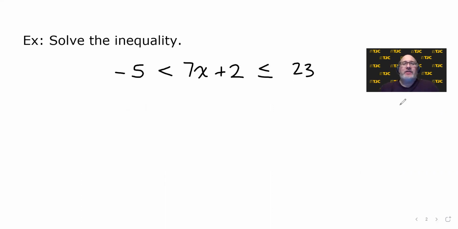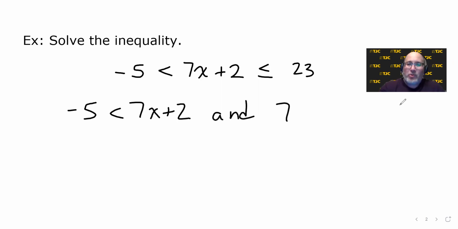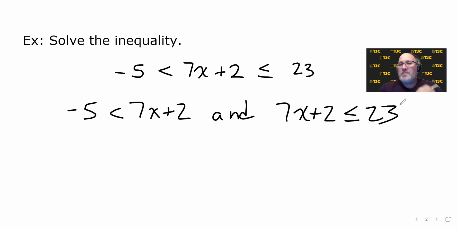Solve the inequality. -5 is less than 7x plus 2, which is less than or equal to 23. This is really just an AND inequality. The first inequality is -5 is less than 7x plus 2. And the second inequality is 7x plus 2 is less than or equal to 23.